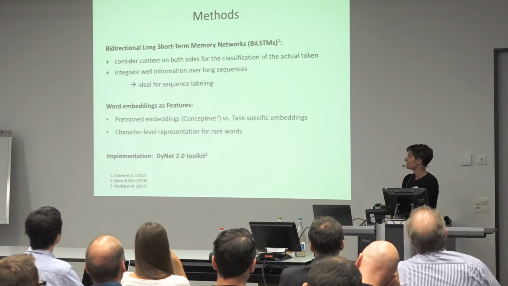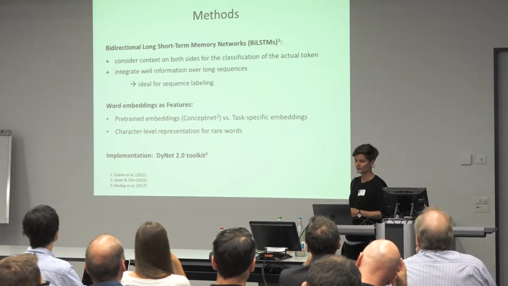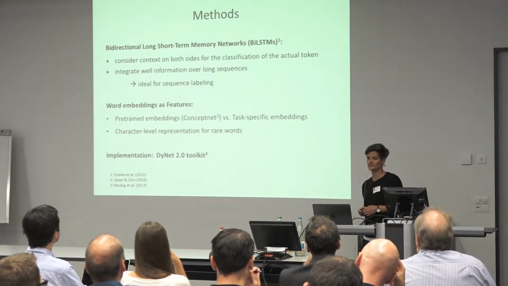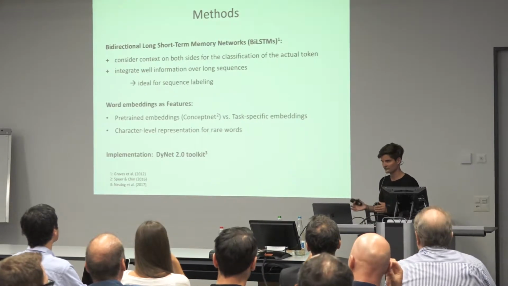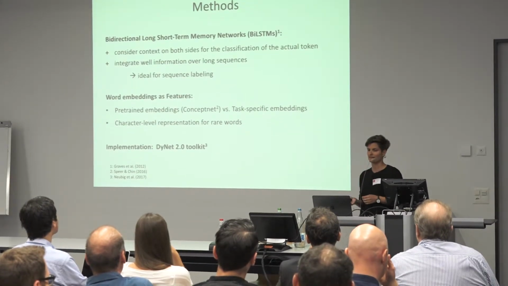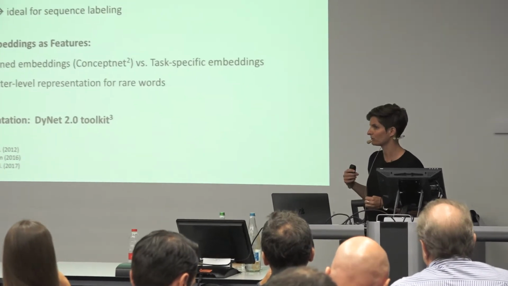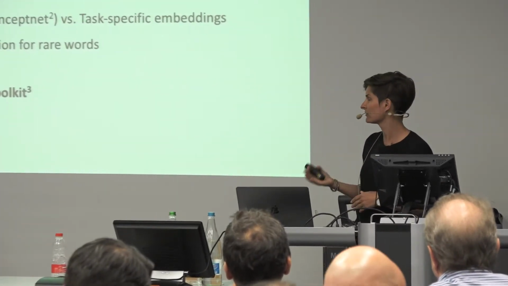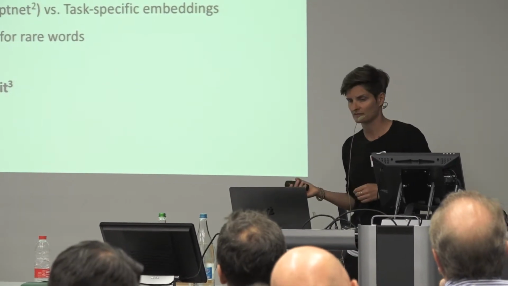For the methods, we use bidirectional long short-term memory networks. One advantage is that they consider context on both sides for the classification of the actual token. Another advantage is that they integrate information well over long sequences, so they're good at remembering which information to store and which to forget. This makes them ideal for a sequence labeling task like ours.